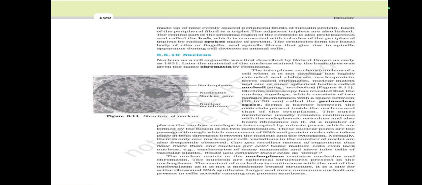Normally, there is only one nucleus per cell. Variations in the number of nuclei exist; some cells have more than one nucleus. Some mature cells even lack a nucleus, for example, erythrocytes of many mammals and sieve tube cells of vascular plants. Would you consider these cells as living?